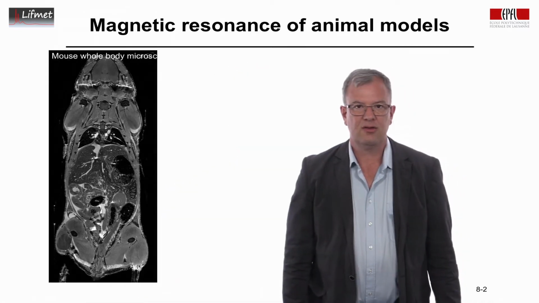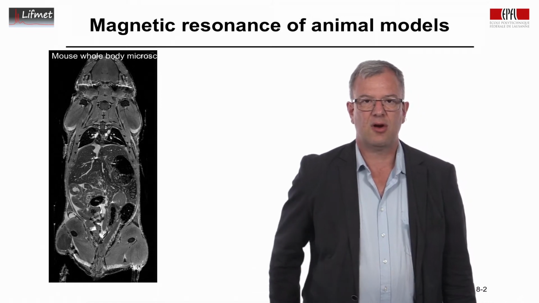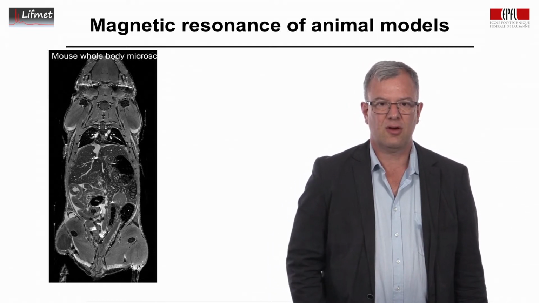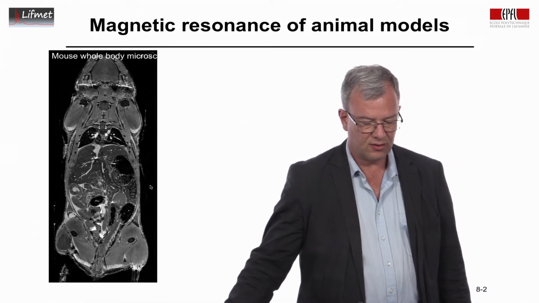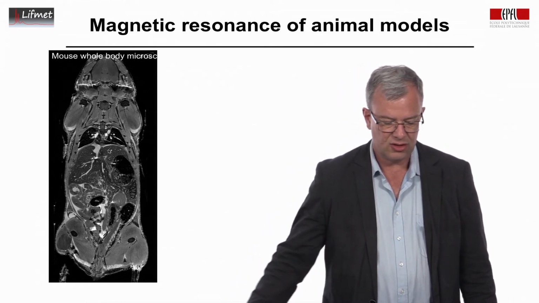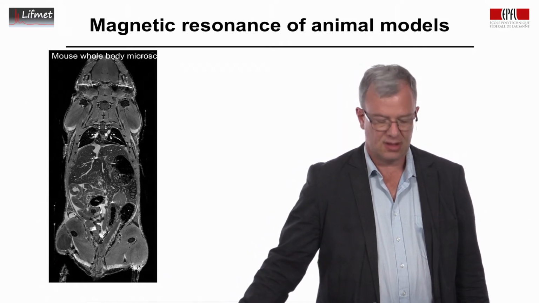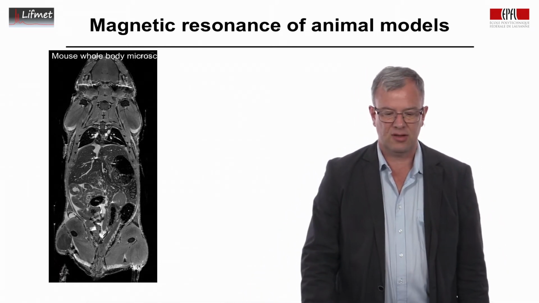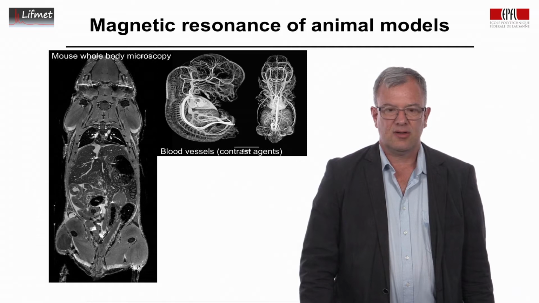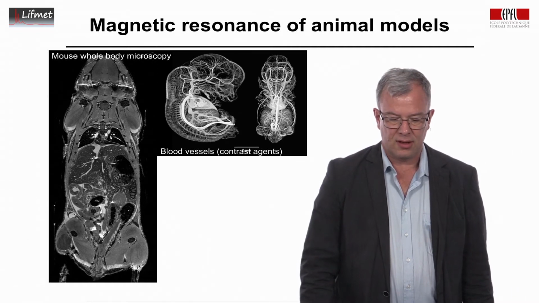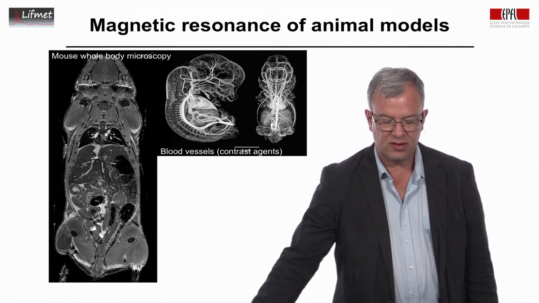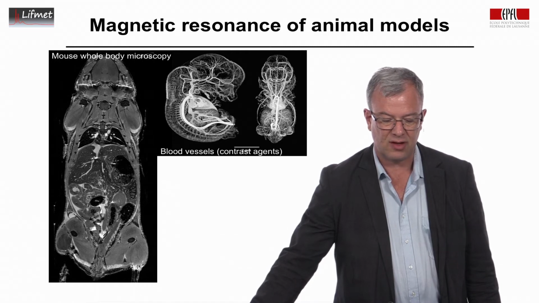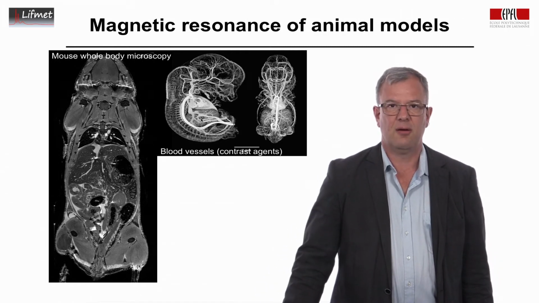This is a high-resolution MRI scan of a mouse. It's a whole body scan at very high resolution, and you can certainly appreciate all the fine details that are observable here, particularly in the soft tissue. Here is another example of blood vessels. Here contrast agents were used that depict the vasculature in this mouse embryo.